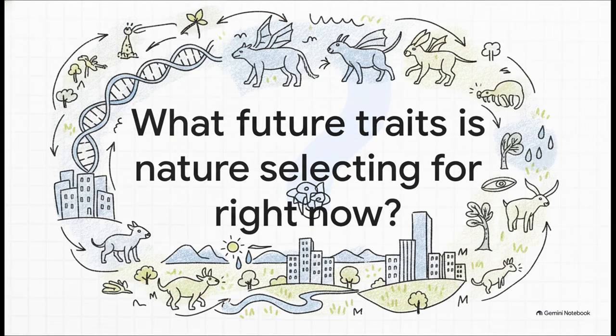As we wrap up this explainer, I really want to leave you with a thought-provoking question to ponder the next time you look at the world around you. This chain of evolution, it isn't just some ancient history that happened millions of years ago. It is happening constantly, right now in real time. With shifting climates, expanding cities, and entirely new environments popping up, what future traits do you think nature is selecting for right now?